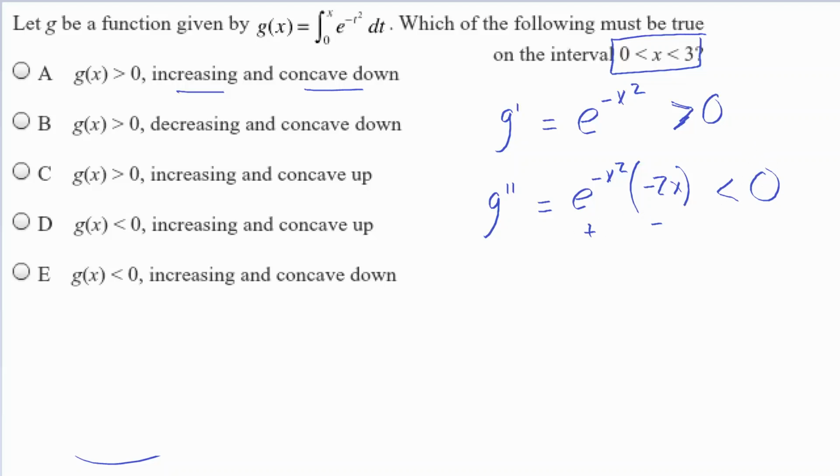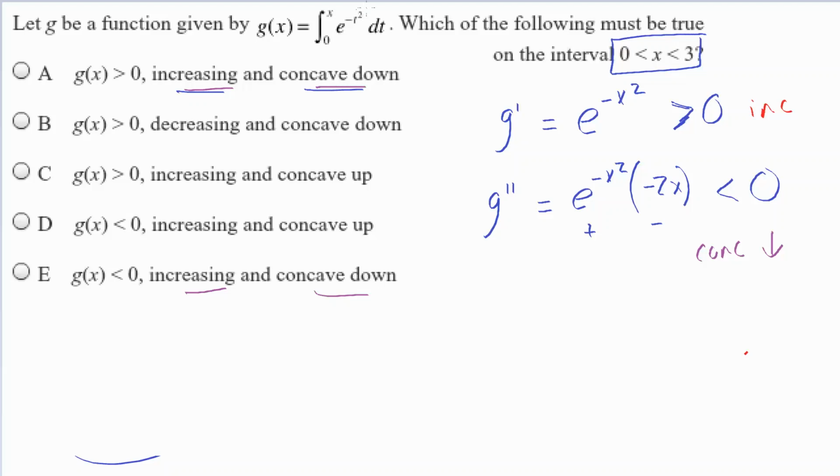So what does that tell us? If the derivative is always greater than 0, it means it's increasing. If the second derivative is always less than 0, that means it's concave down. So let's take a look which ones have increasing and concave down. Increasing, concave down, increasing, concave down. So I guess the two choices we have is the function always greater than 0 or always less than 0?